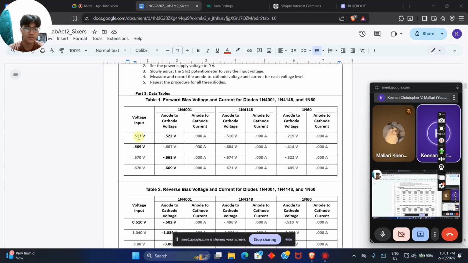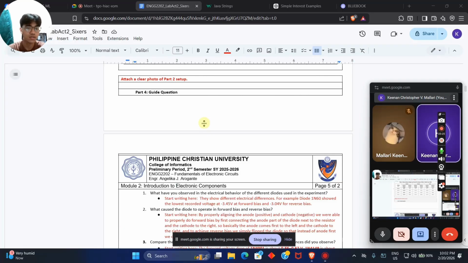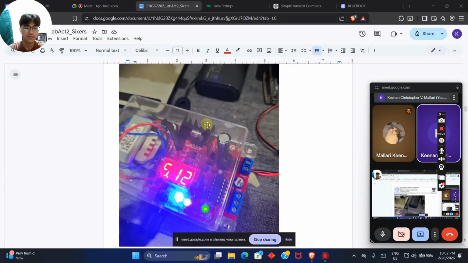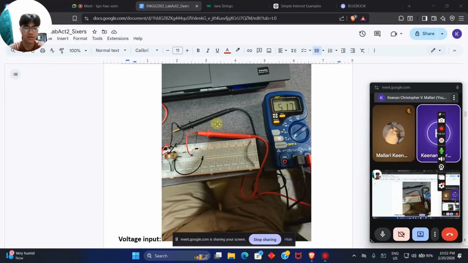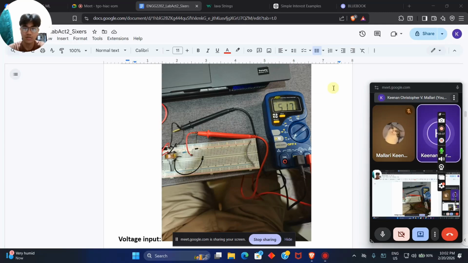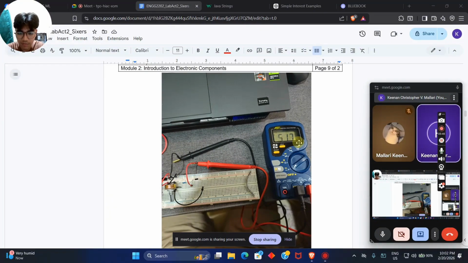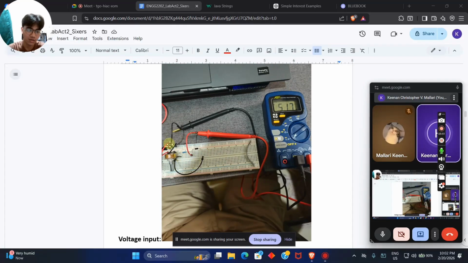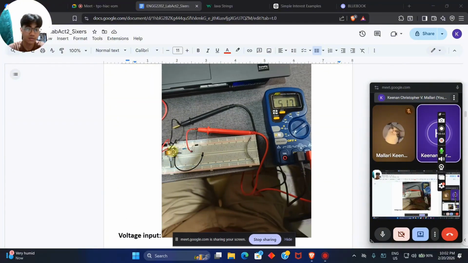In our voltage input, we got 0.517 volts, which is the closest we can get to the original 0.5 volts. To double check, let's get the image below. Oh no, this is the power supply. Ah yes, this is the voltage input. Here we use a multimeter to check whether it is right. To confirm, this is 0.507 volts. And looking at the circuitry, it looks correct.